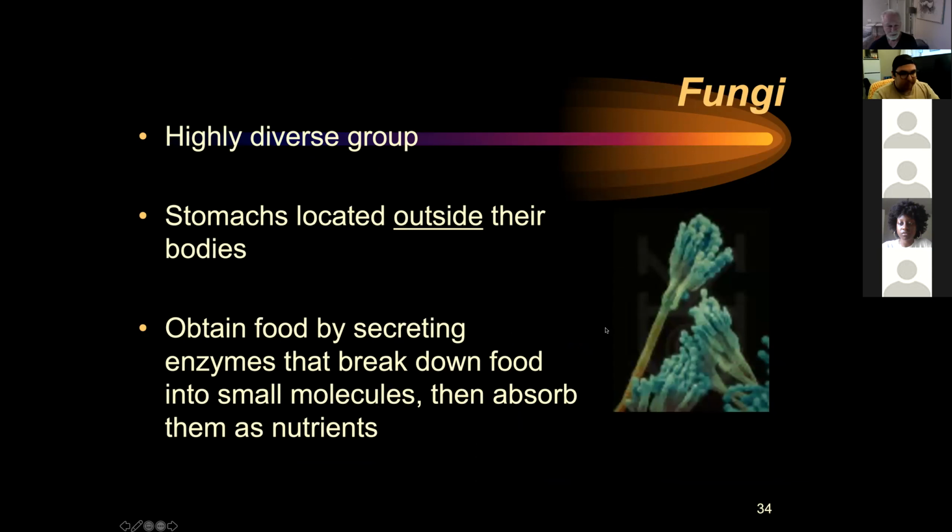And now I'd like to tell you a couple of little stories about fungi. Highly diverse. They have their stomachs located outside of their bodies. So to obtain food, they secrete enzymes out into the environment. The enzymes that they secrete break down whatever organic molecules they find into small molecules so that the fungus can then absorb those small molecules and use them as nutrients. So they're very unusual in that regard.